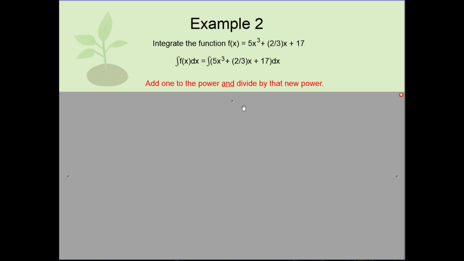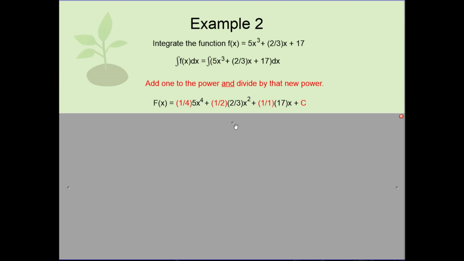So what we want to do is add 1 to the power and divide by that new power once again, just like in the last problem. So x to the 3rd, well, we have 3 plus 1 for the power is going to be x to the 4th, and we want to divide by 4. So 1/4 times 5x to the 4th. Once again, we have x to the 1st in this term, so we have to add the power by 1, so we have 1 plus 1 is 2. Divide by that new power, so we have 1/2 times the 2/3 that was already there, x squared.